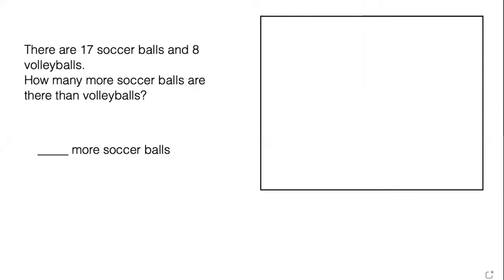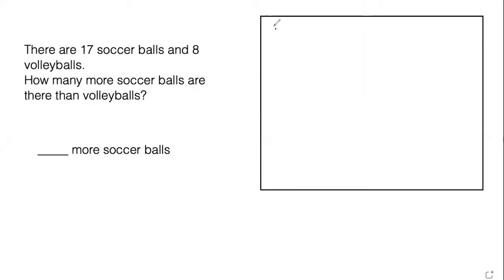Let's take a look at Check Your Understanding on the bottom of page 404. It says, there are 17 soccer balls and 8 volleyballs. How many more soccer balls are there than volleyballs? Let's draw a picture to solve this one. Let's start with our 17 soccer balls.